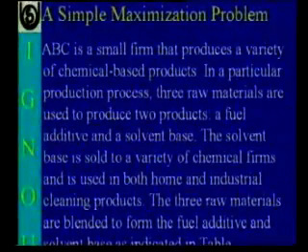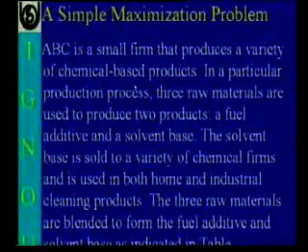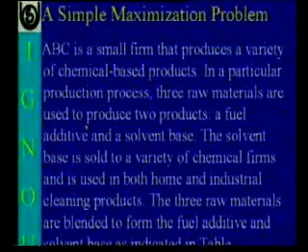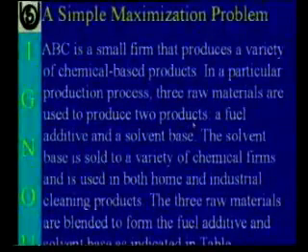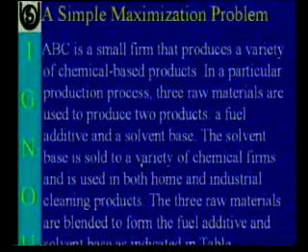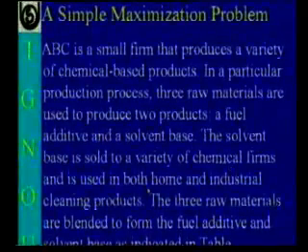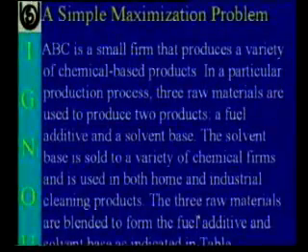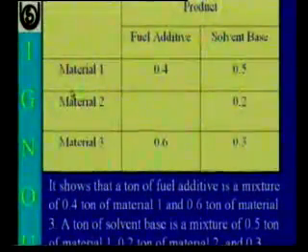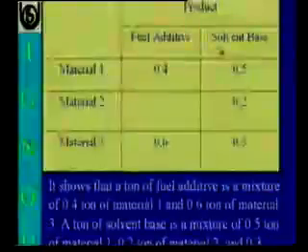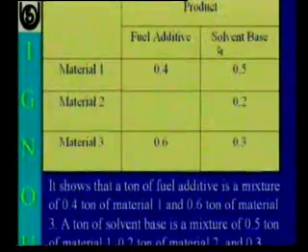Now we will take a simple maximization problem and we will try to formulate it into a mathematical model. ABC is a firm that produces a variety of chemical based products. In a particular production process, 3 raw materials are used to produce 2 products, a fuel additive and a solvent base. The solvent base is sold to a variety of chemical firms and is used both in home and in industrial chemical products. The 3 raw materials are blended as given in the table. Material 1, 2 and 3, here is fuel additive and the solvent base. These are the products which the manufacturing unit is making.